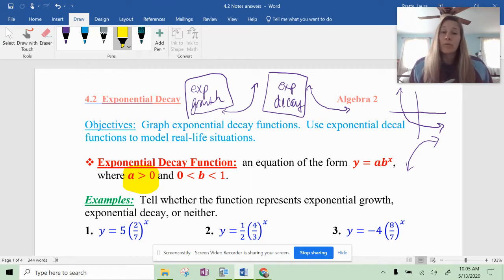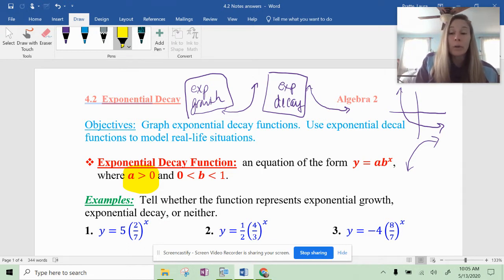Now, same thing for growth. If you want to invest your money and hopefully it grows, you have to start out with some amount of money. You can't start out with nothing. So in both situations, growth and decay, you have to have an a value of something greater than 0. Even if it's very small, but it has to be greater than 0.